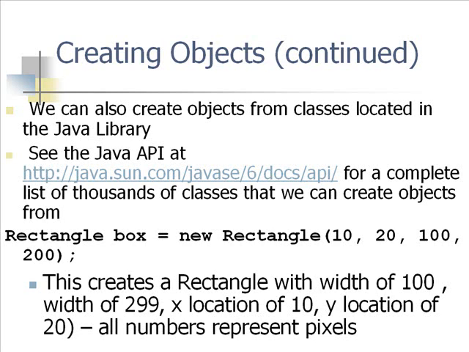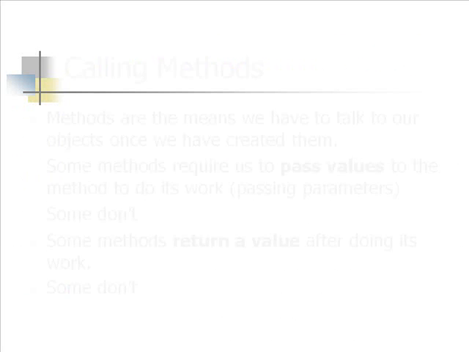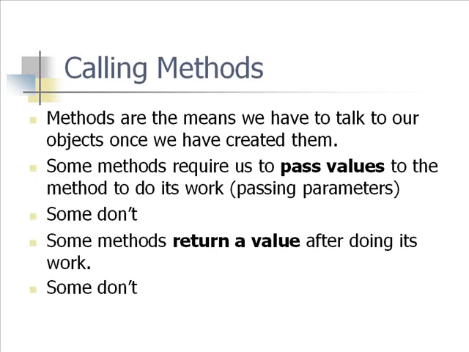In this case, we created a rectangle with x and y of 10 and 20, a width of 100, and a height of 200. Now we've called our constructor to create the object. Now we have to call the methods.